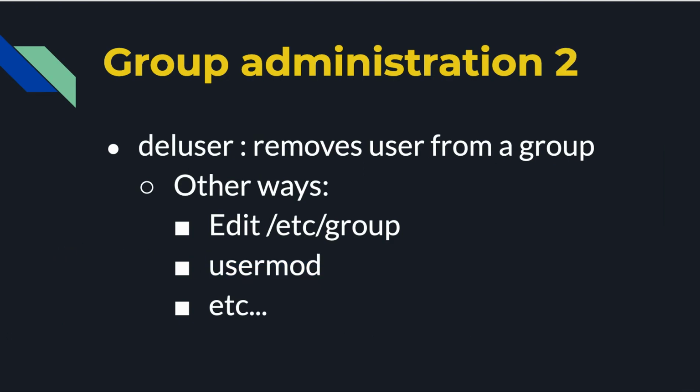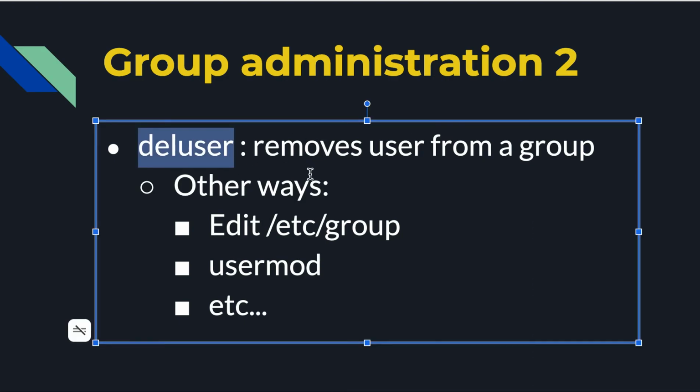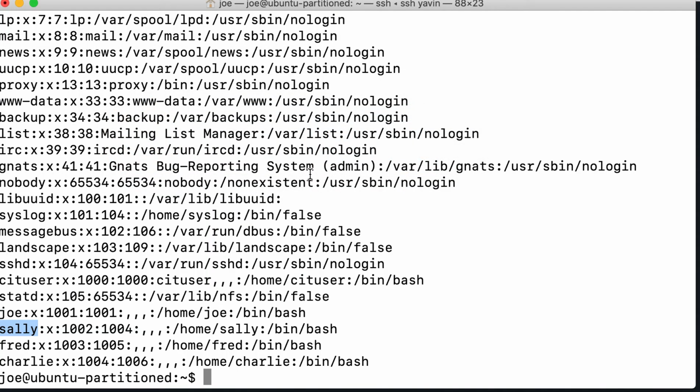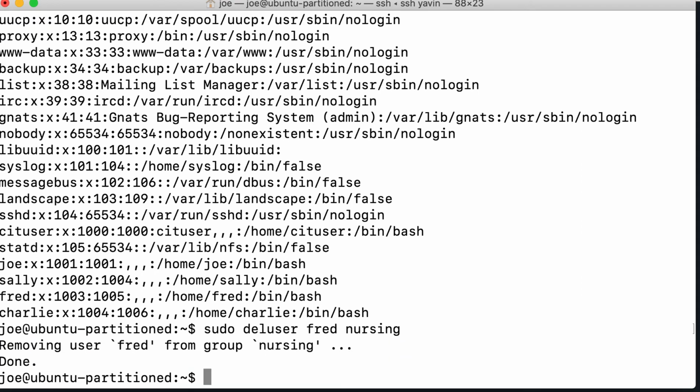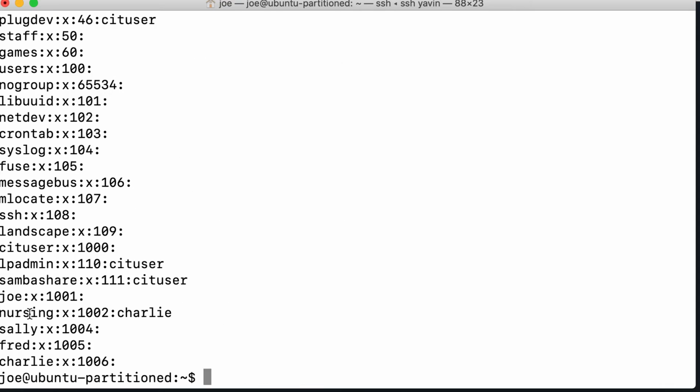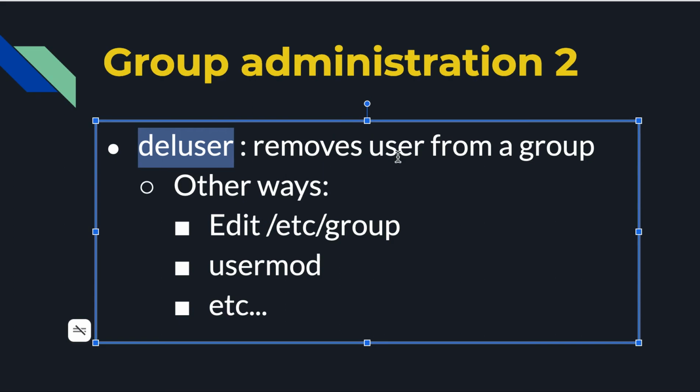And then finally, to remove a user from a group, I'm going to stick with an easy command, deluser. That's easy enough. So sudo deluser, let's delete Fred from the nursing group. And so it removed him from the nursing group. You cat out /etc/group again, and you can see in the nursing group, Fred is no longer in it. So that's the easiest way to remove a user from a group.